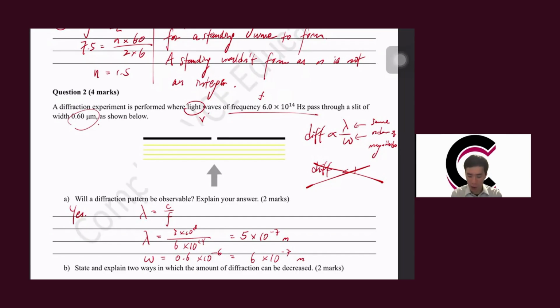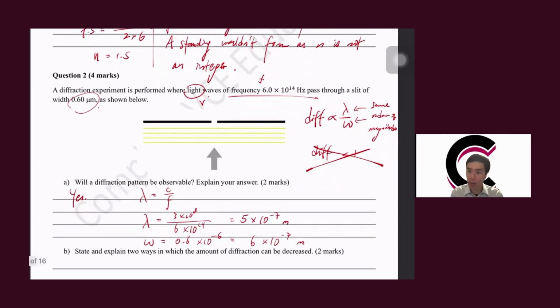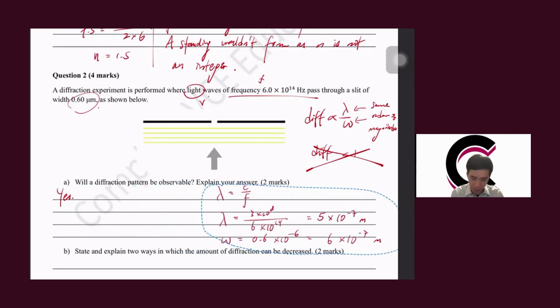Now, you must explain. So this is insufficient. Does this work out? Even though it's pretty impressive already, it is insufficient. I'll put the yes over here and the workings over there. Because lambda and width share the same order of magnitude.